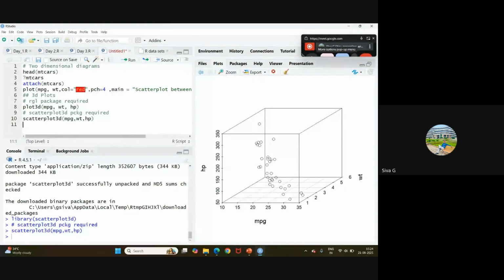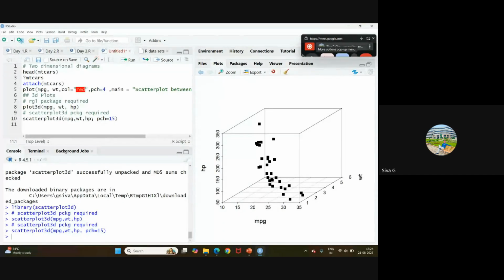This is a proper way of looking at the three-dimensional diagram. So MPG, horsepower, weight. We give PCH equal to, let us say, 15. This is the way we can properly look at how the data points are incrementing or decrementing. Here we can observe that somewhat mileage and weight are in one direction, and horsepower and weight in another direction. It is a little tough to understand these three dimensions, but looking at it is very beautiful. This we cannot rotate here.